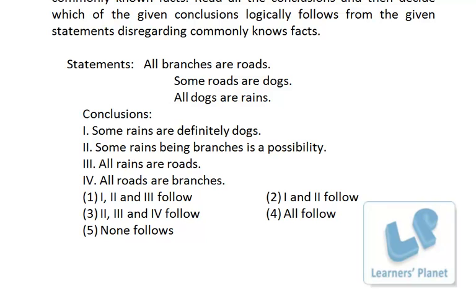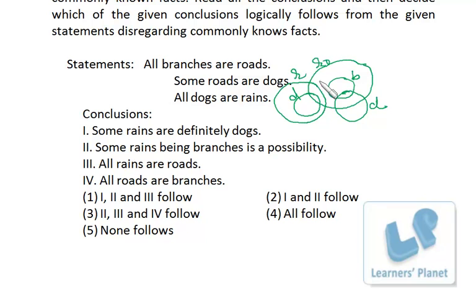So the first thing is all branches are roads. So I just draw this. This is branches. All branches are roads. Then some roads are dogs. Now there are two possibilities. Some roads are dogs. So this is one possibility, and this is another possibility, right? And all dogs are rains. So once again there are various possibilities. This is one possibility. This is rain, this is road, so be clear about it. This is one more possibility, right? I'm not changing the color of the circles.